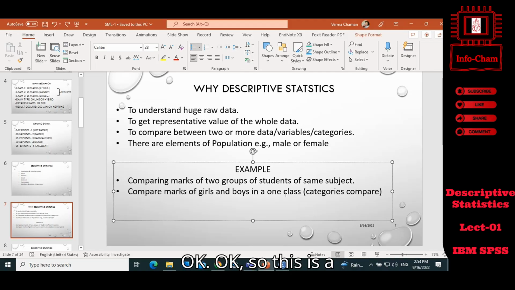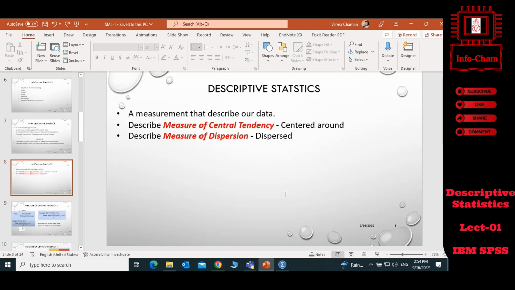This concept will be applicable everywhere. Okay, so basically we need descriptive statistics.